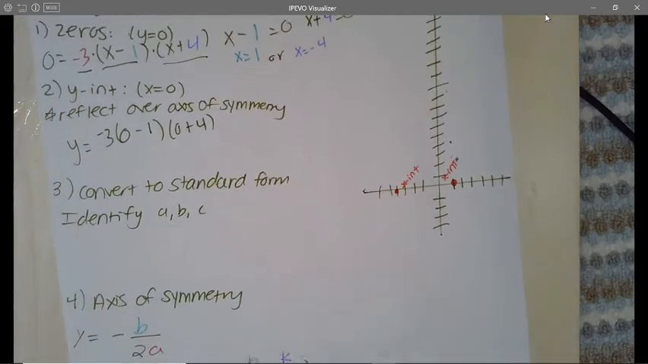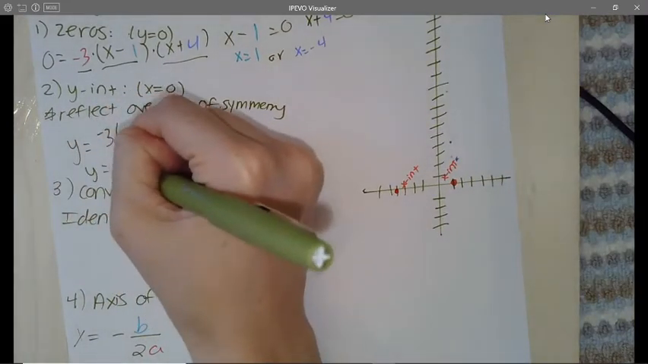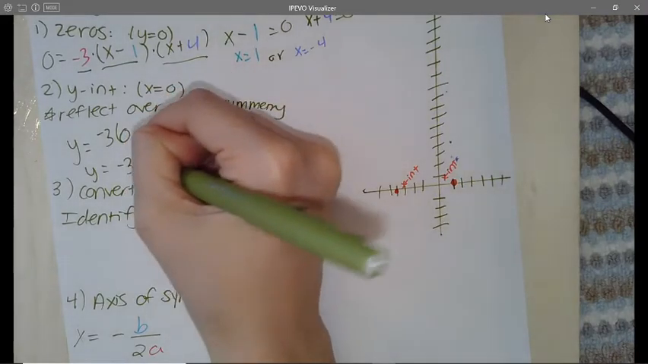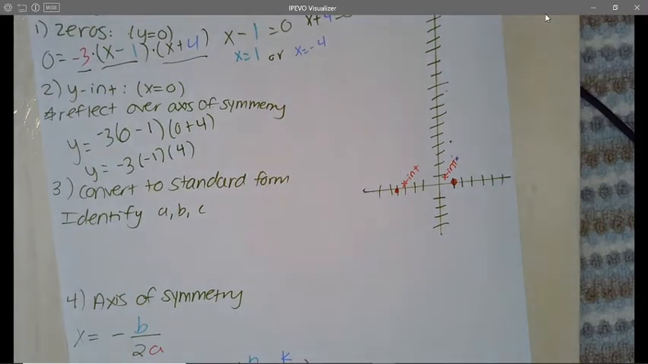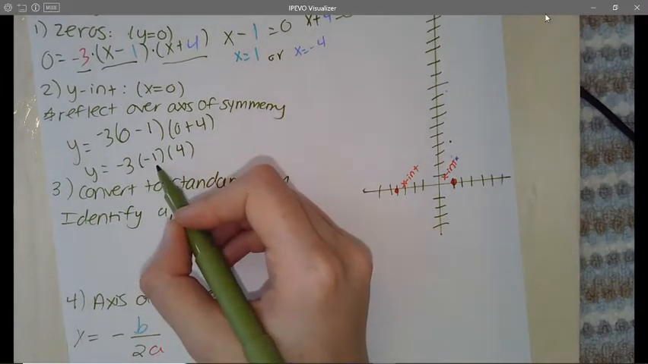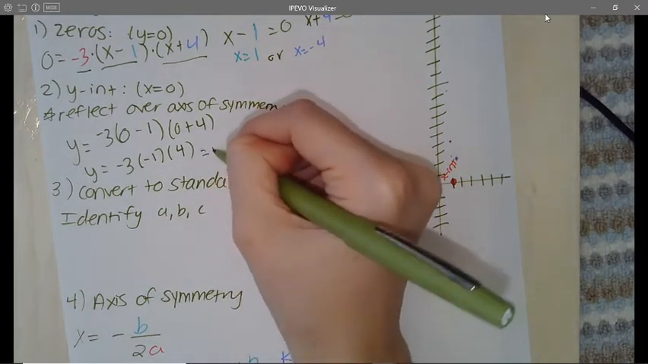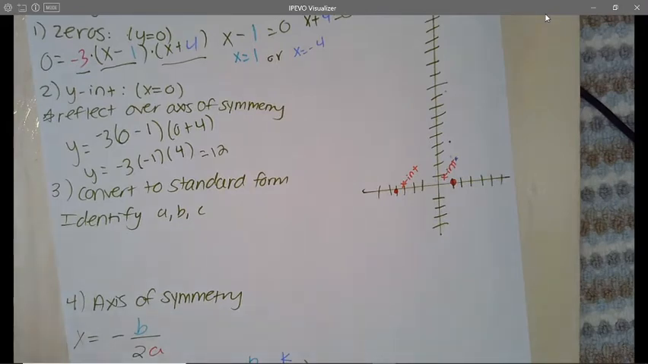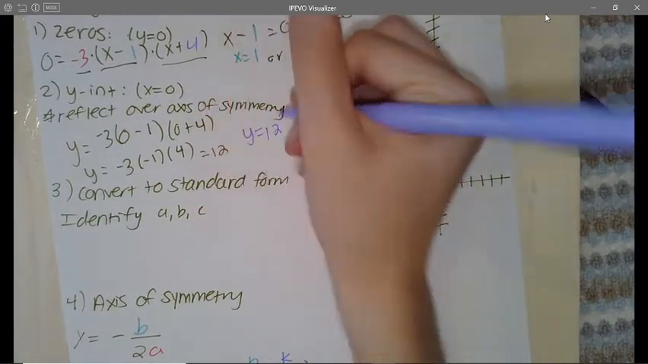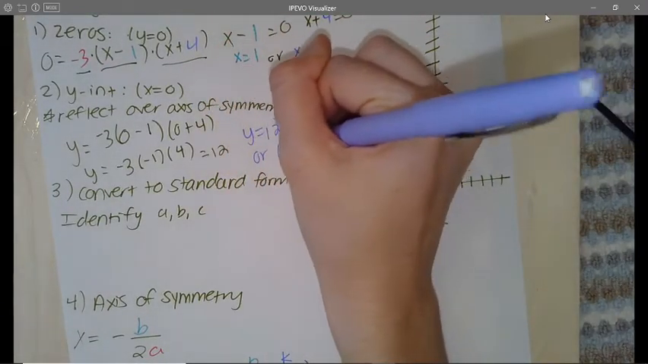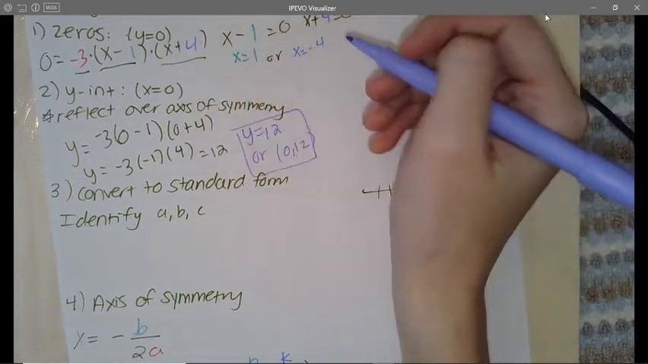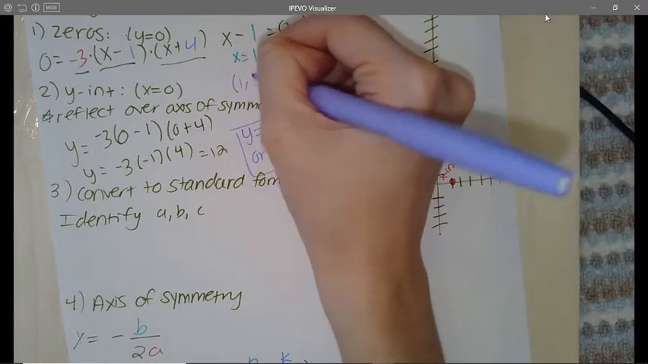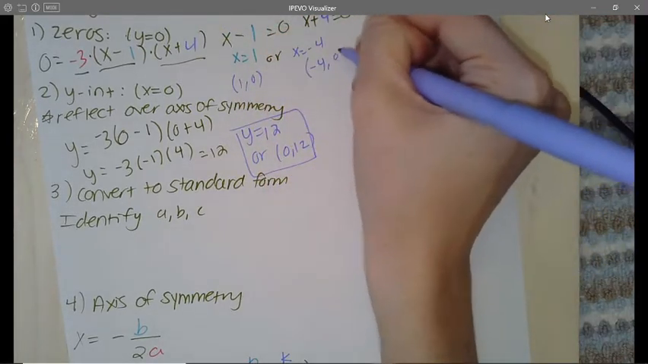All right, let's see what we get. So we have -3, 0 minus 1 is -1, and 0 plus 4 is 4. And all I need to do is multiply those. So -3 times -1 is 3, and 3 times 4 is 12. So I have a y-intercept at 12. So you can say y equals 12, or you can say it's at 0, 12. And again, you guys, don't forget, you could also write your x's as a point as well. You could say 1, 0, or -4, 0.